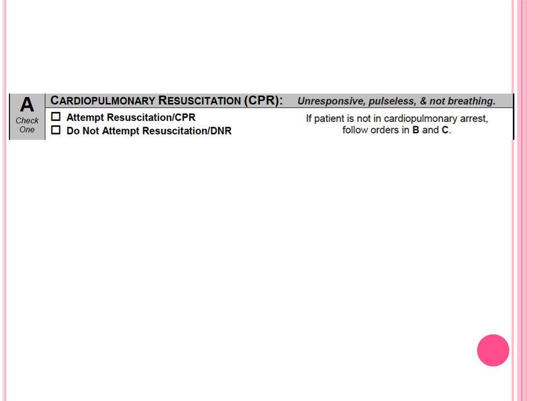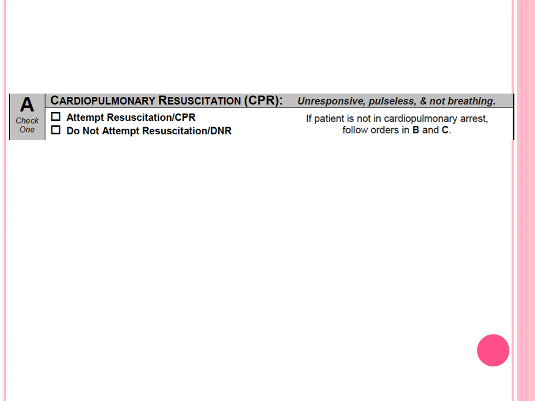On most POLST forms, Section A functions as a DNR order but goes further. A DNR order only provides evidence that the patient does not want to be resuscitated in the event of a cardiac or respiratory arrest. In contrast, a POLST form allows a patient to confirm they actually do want CPR attempted, or they can refuse an attempted resuscitation.